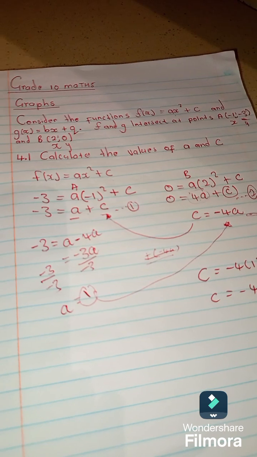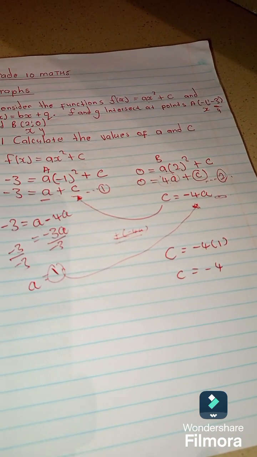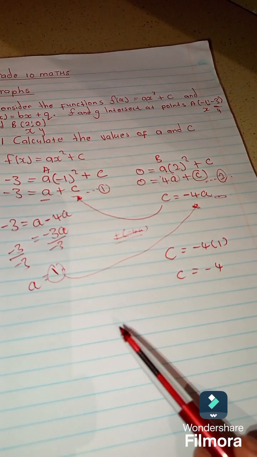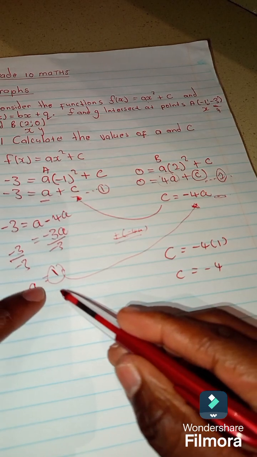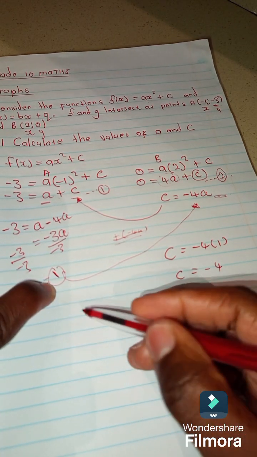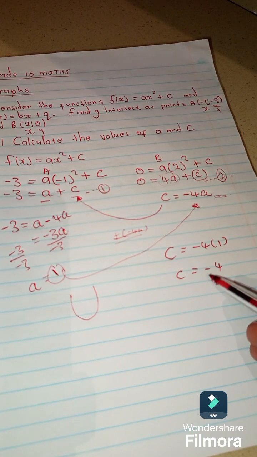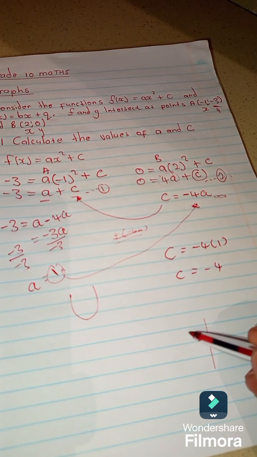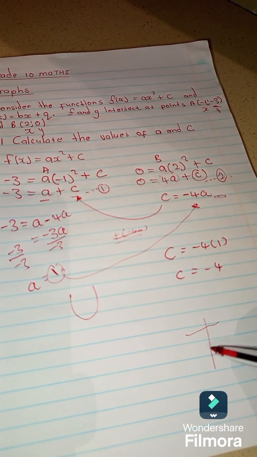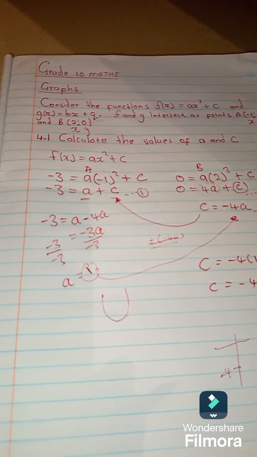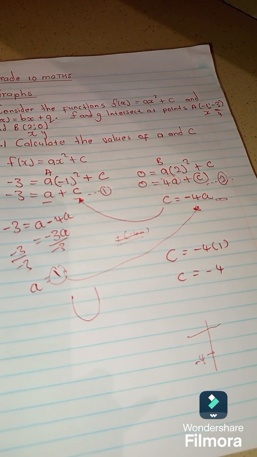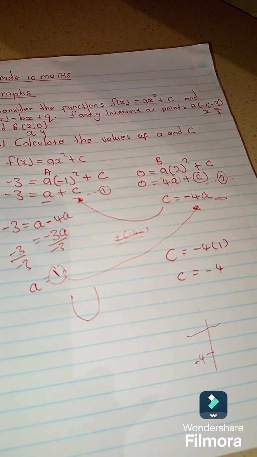So we already see that the parabola is going to cut the y-axis at minus 4, and it's also happy. This number A, because it's positive, we know that the parabola is going to look like this. And here we know that the parabola is going to cut the y-axis at minus 4. Okay, cool. We answered the first question, 4.1. Calculate the values of A and C. We are done.